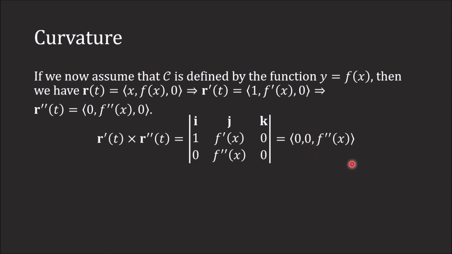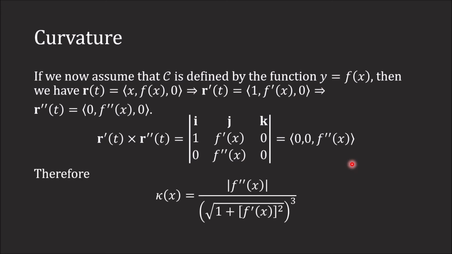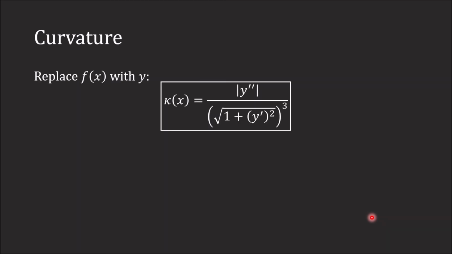Now we plug it into the previous formula. And that'll give us that kappa, now as a function of x, is the absolute value of f double prime over the square root of 1 plus f prime squared, cubed. Replacing f of x with y, we can write kappa of x is the absolute value of y double prime over the square root of 1 plus y prime squared, all cubed.